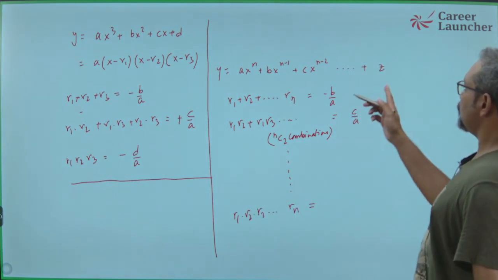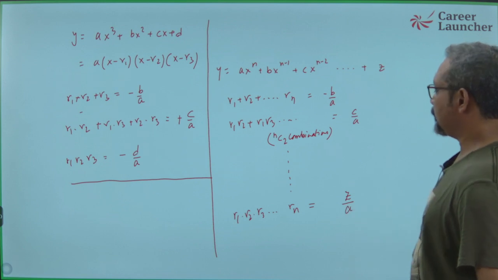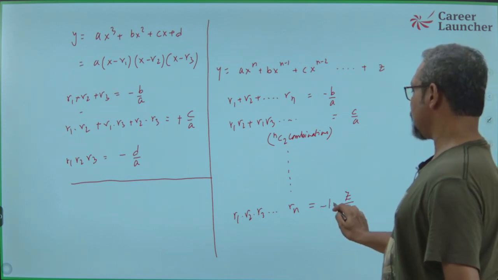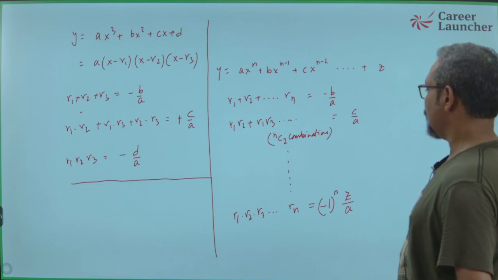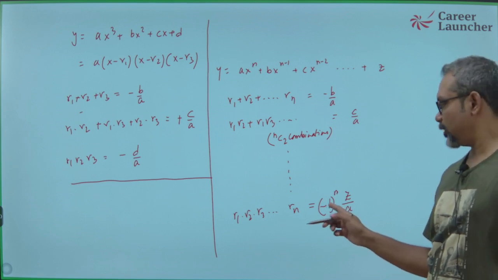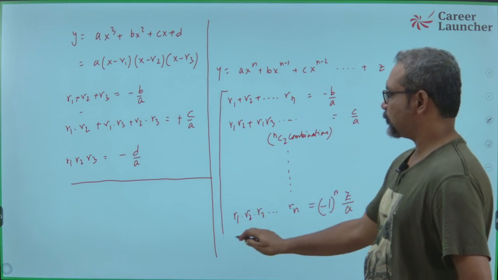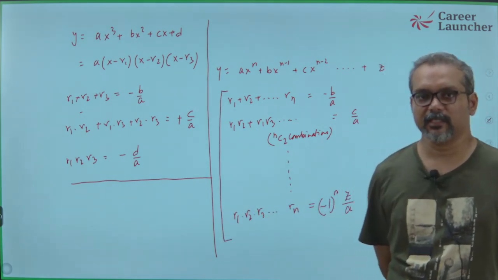So that is going to be the last term, in this case z by a, but what will be the sign? How do you decide? We do minus 1 to the power n. So if it's a quadratic where n is 2, it would be just positive. For a cubic we already established it is negative. So this is the generalized version of the property of the roots and the coefficients.